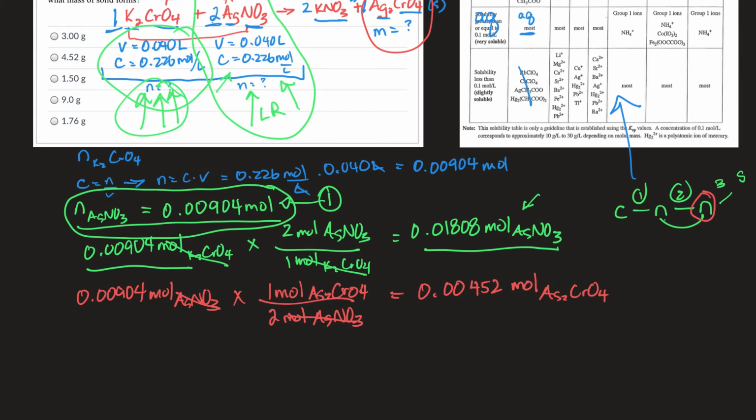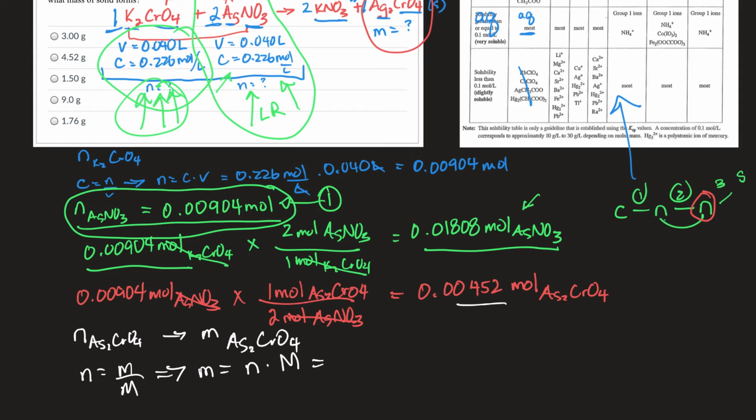Now my last step will convert that to a solid. So I need to take the moles of silver chromate and convert that to mass of silver chromate. That's what I'm doing at this step. The formula for doing that is moles equal to mass over molar mass. I'm looking for mass, so this formula would change to mass equals moles times molar mass. The moles I have right there, 0.00452 moles. You know, I'm second guessing myself.